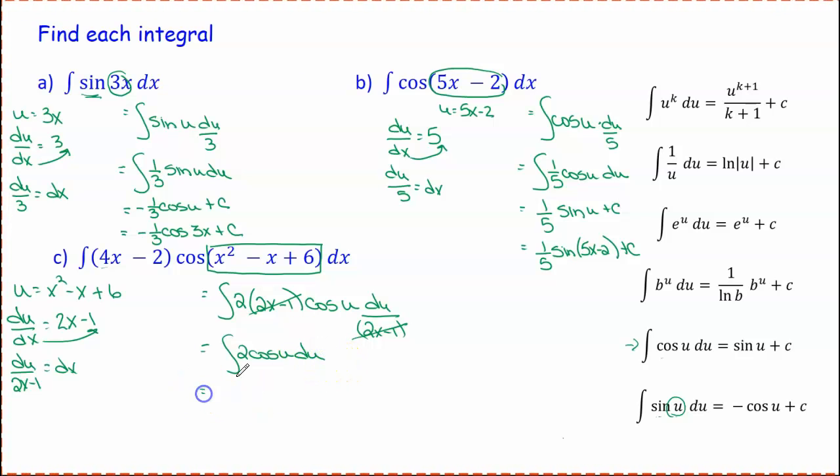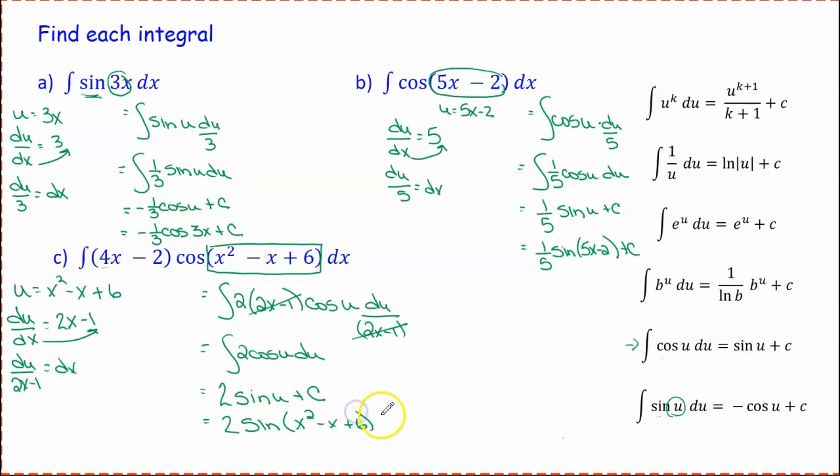du. What is the integral of cosine u? Well, it's sine u. So I have my coefficient 2. Now I'm going to have sine u. Remember my plus c. Replace u with its polynomial. So I have 2 sine of the polynomial, x squared minus x plus 6. And now I have my plus c, and the question is completed.